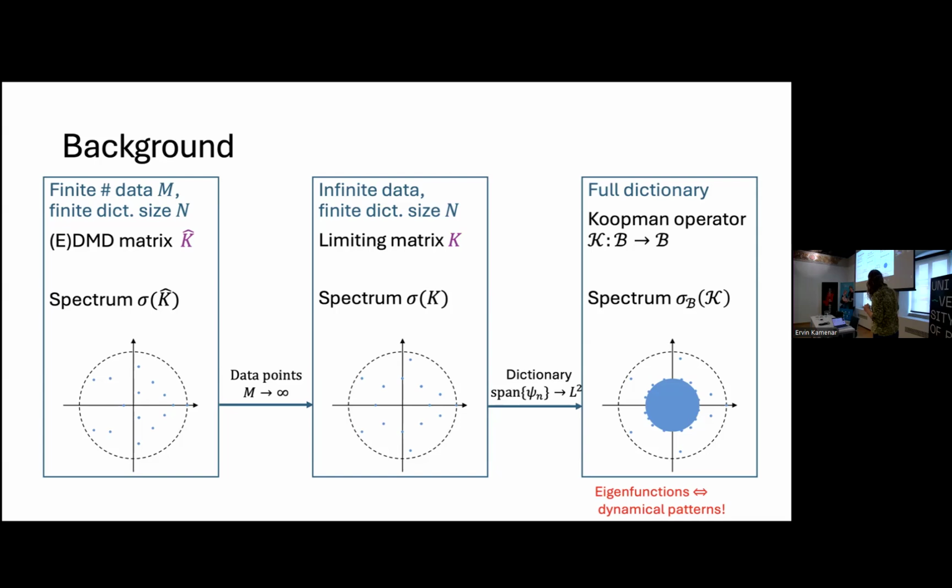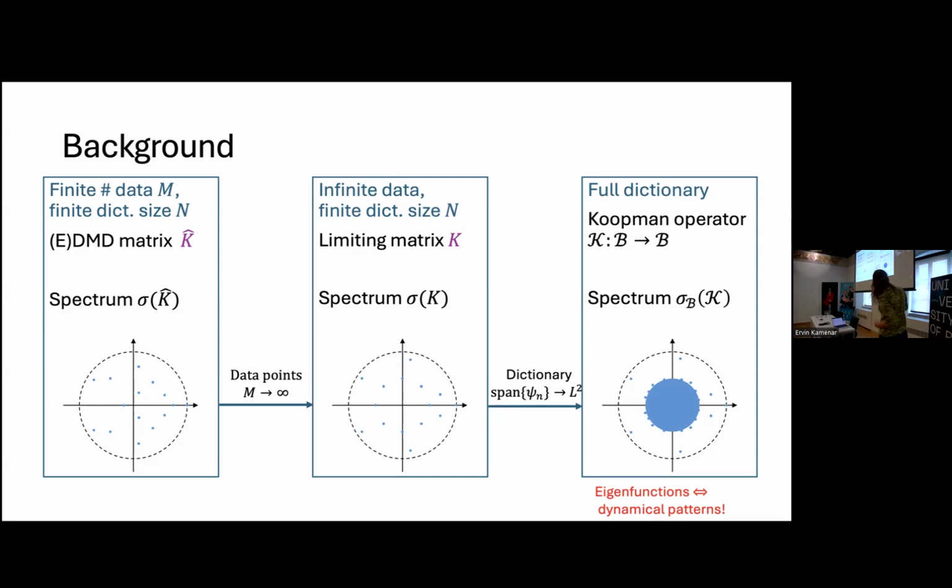And then the hope is that as you increase your number of data points, you end up at some kind of limiting matrix, which is what you're going to get if you do a least squares approximation with respect to the sampling measure of wherever your data is coming from. This will give you some matrix K, and in many cases this has a slightly nicer set of spectrum, but it's still a matrix.